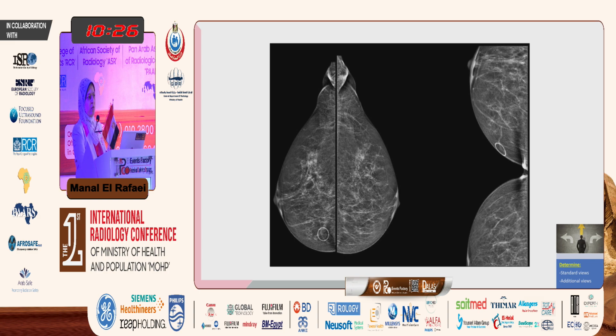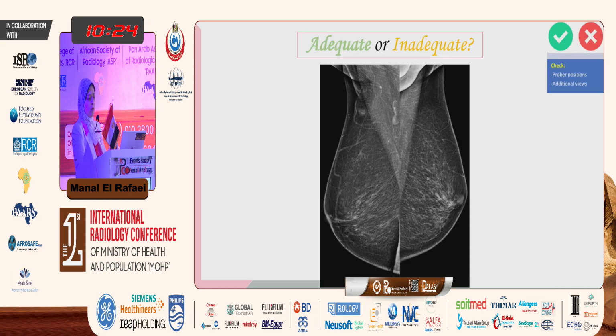This is the determine before we start. Then we will go for the check. This is at the time you receive the images in your PACS and the patient is still in the mammogram unit. So what are we going to do? We have to check the images, check the quality of the craniocaudal and mediolateral oblique views.